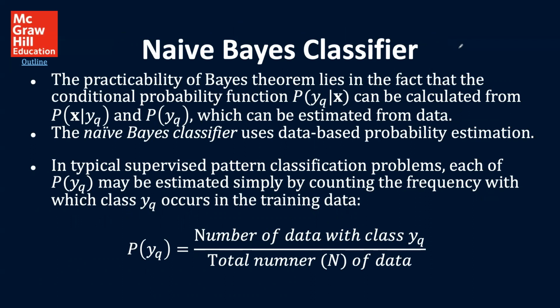For a naive Bayes classifier, the practicability of Bayes theorem lies in the fact that the conditional probability function can be calculated, which can be estimated from data. The naive Bayes classifier uses data-based probability estimation. In typical supervised pattern classification problems, which is not what we're focusing on, as we focus on unsupervised, each of the P of yq may be estimated simply by counting the frequency with which the class yq occurs in the training data.